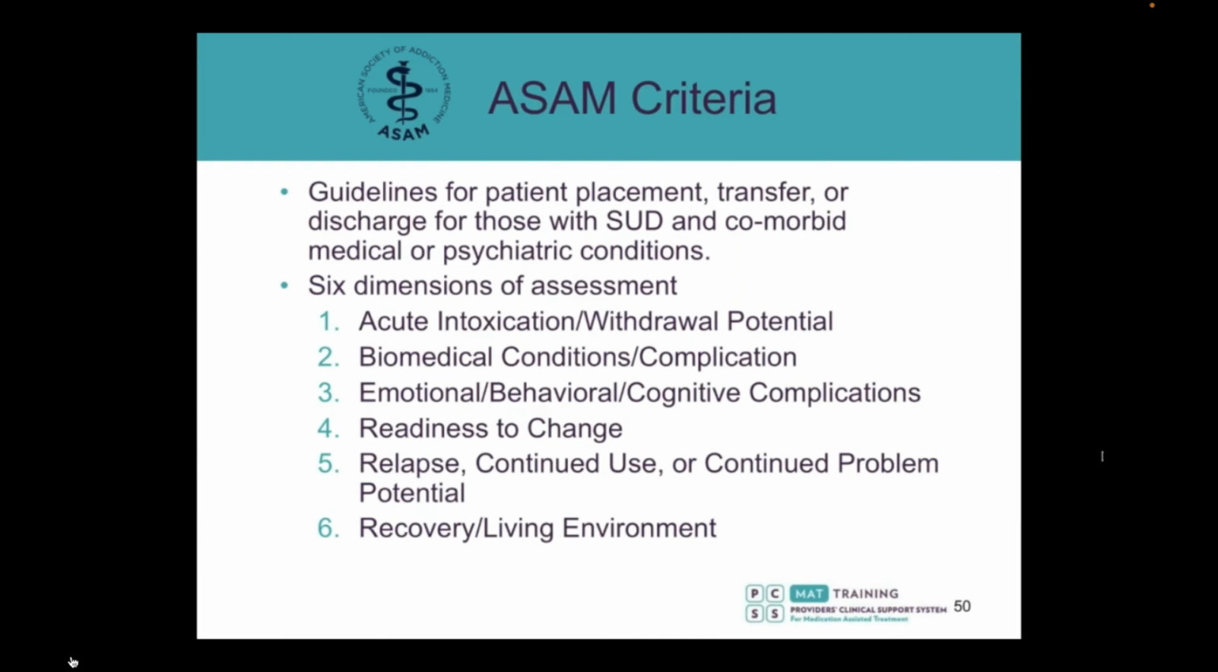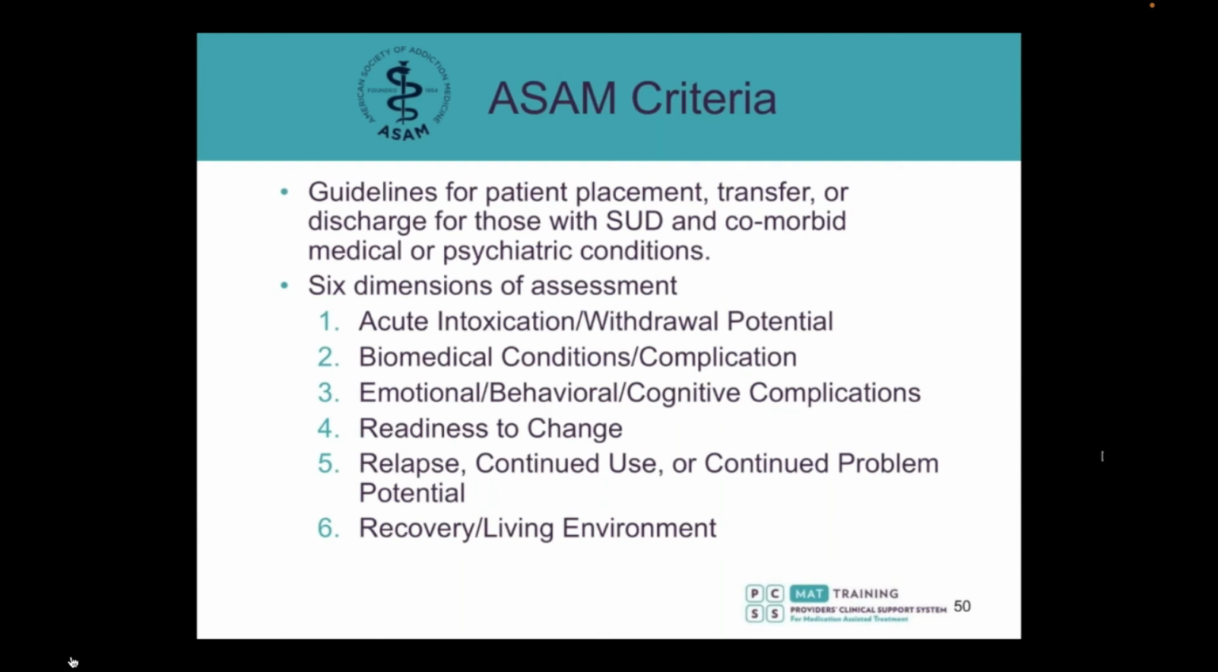I want to talk some about the American Society of Addiction Medicine. They've provided widely accepted criteria to help determine the location of treatment. So they give guidelines for patient placement, transfer, or discharge for patients with substance use disorders who may have comorbid medical or psychiatric conditions. And they do this in 6 dimensions of assessment.